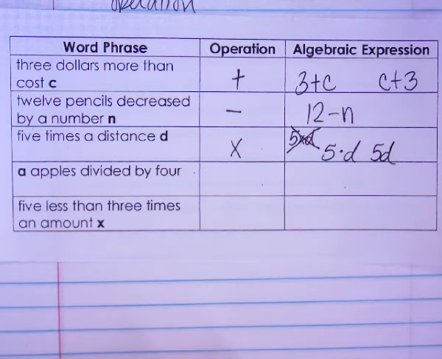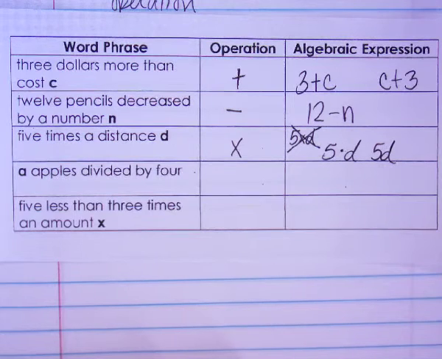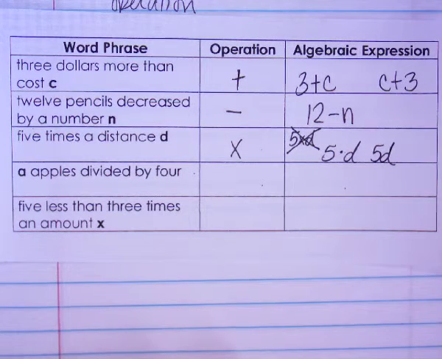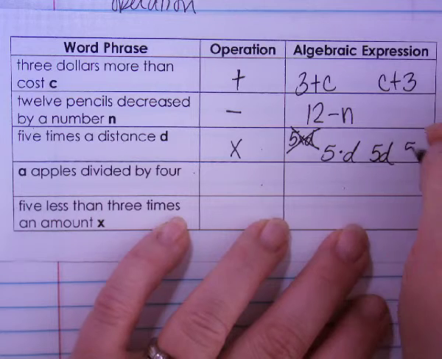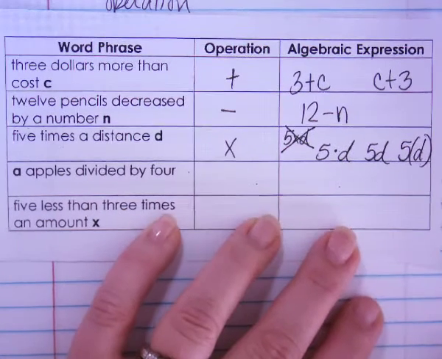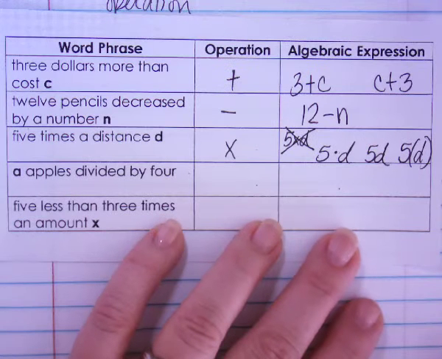Do you put the X in parentheses? Well, yes, it's a D, but yes. 5 parentheses D. That also means to multiply.